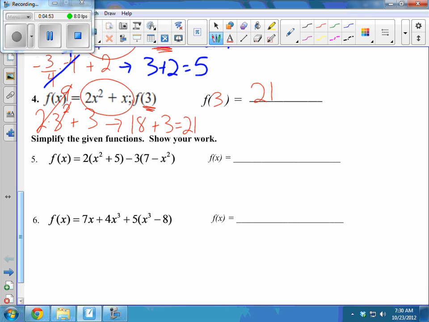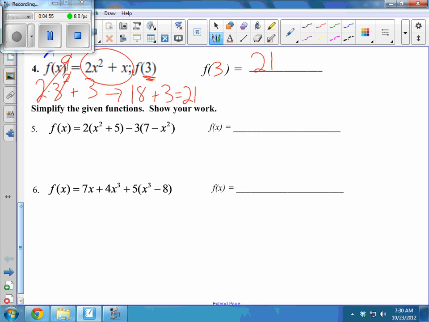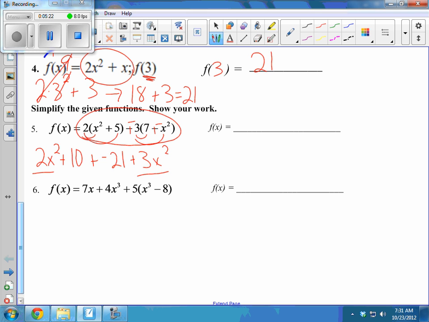On 5 and 6, I am just asking you to evaluate, simplify. So I'm just cleaning this up. And again, my suggestion is add the opposite first, and then I'm going to simplify. So my first step is to distribute. I'm going to draw those underneath. Distribute the 2 to both things, and you get 2x squared plus 10. And then distribute the negative 3 to both things, and you get negative 21 plus 3x squared. And now I'm going to combine my like terms. I have a total of 5x squareds.